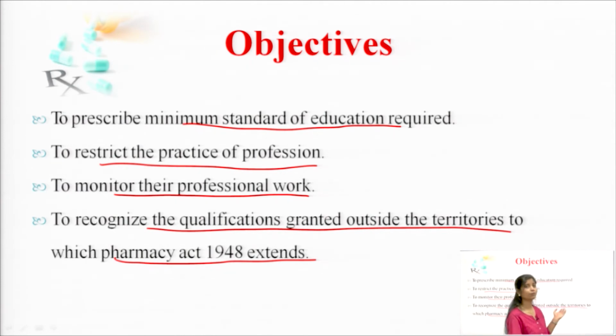Then we come to the third point, that is to monitor their professional work. If we see that manufacturing of medicine from industry also comes in professional work, education also comes in professional work. So, when there is an organization formed, it is its duty to see that the laws formed by the council are being regulated properly by the people working in this profession. So, to monitor the professional work was one of the main objectives of the Pharmacy Act 1948.